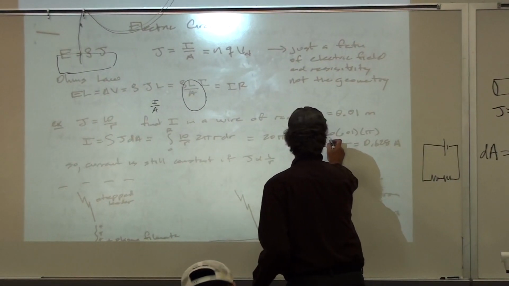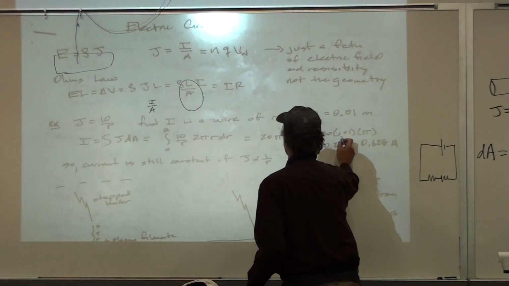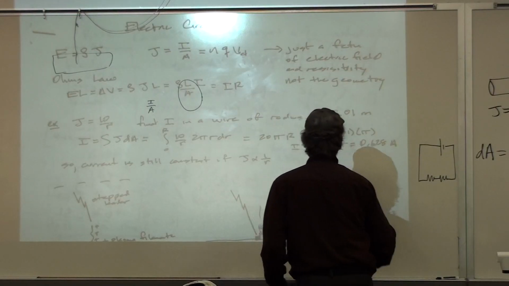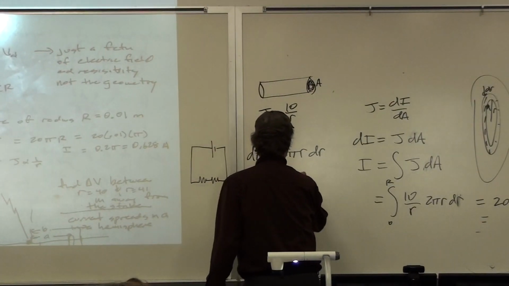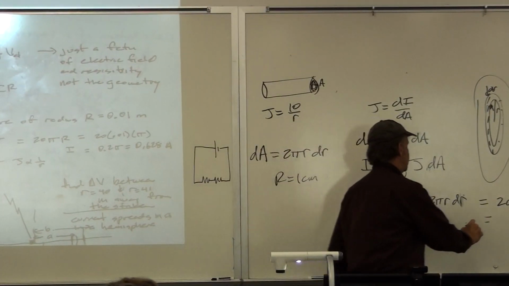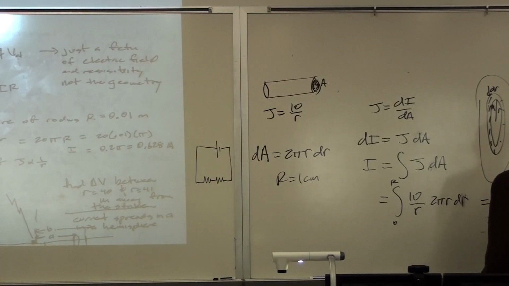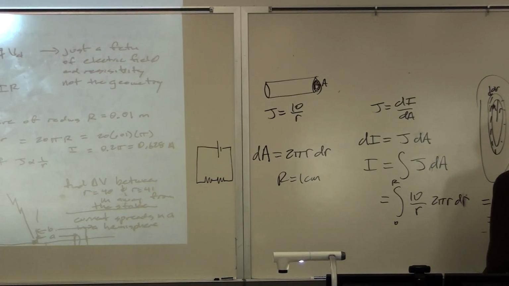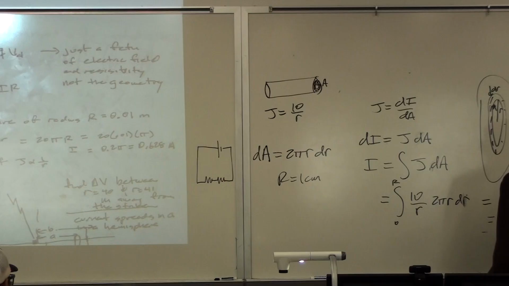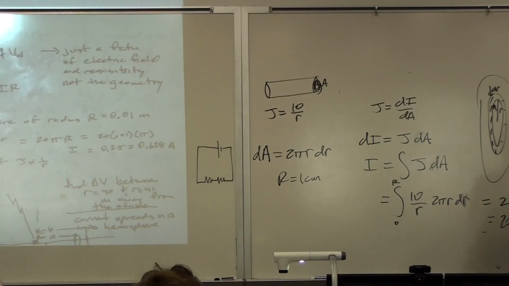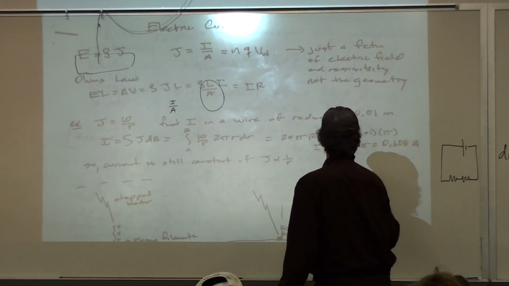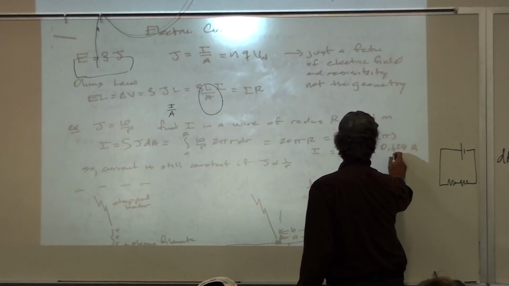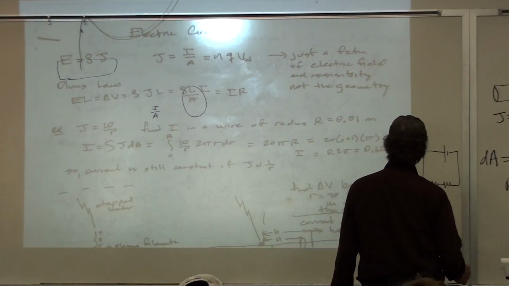Okay, so that would be 20 times pi, and in this case, let's say that big R was 1 centimeter. And this would be 20 times 3.14 times 0.01 meters. And so that would give us a current that would be equal to 0.628 amps.